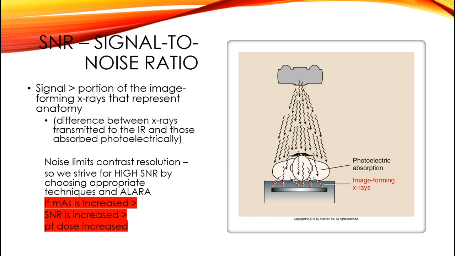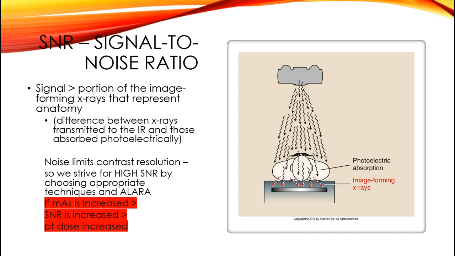Okay, the next thing that we're going to talk about is signal to noise ratio, or SNR. The signal is the portion of the image-forming X-rays that represent anatomy. In other words, it is the difference between all of the X-rays transmitted to the IR minus those that are absorbed by photoelectric absorption. Okay? Noise limits contrast resolution. So having a noisy image will reduce your resolution. So we strive for a high SNR.